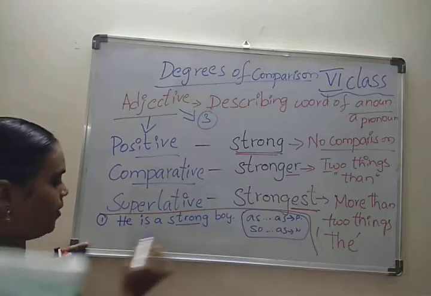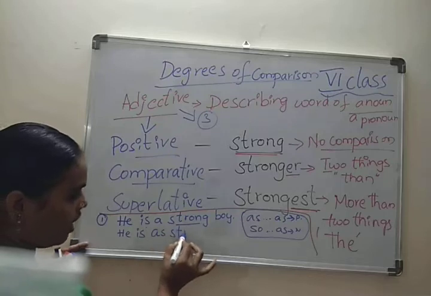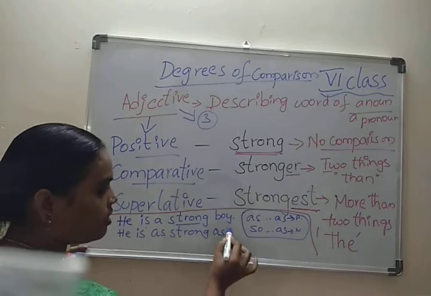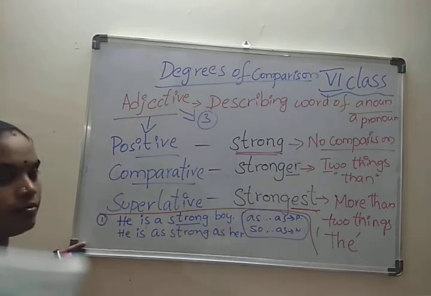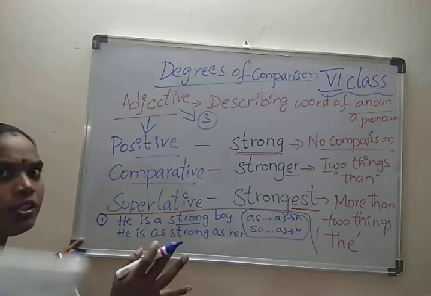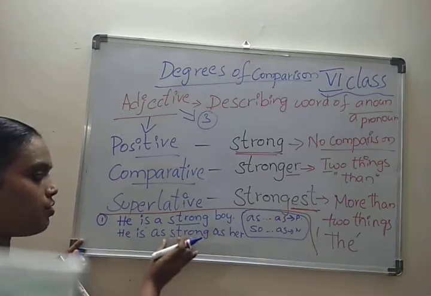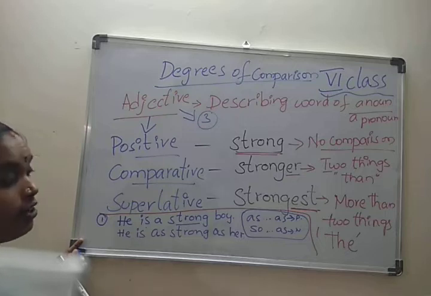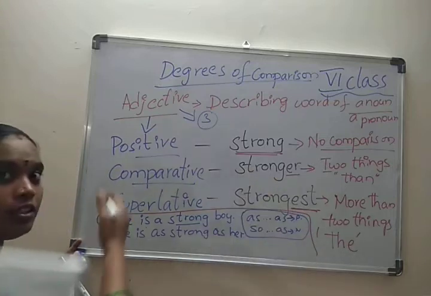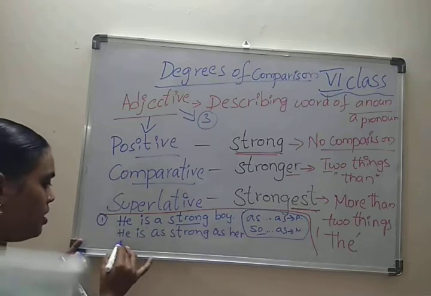He is a strong boy. He is as strong as her. We are comparing with some other person, her. But both have the same strength. That's what as strong as means. Okay, we are writing the same sentence in another way, that is using so...as.